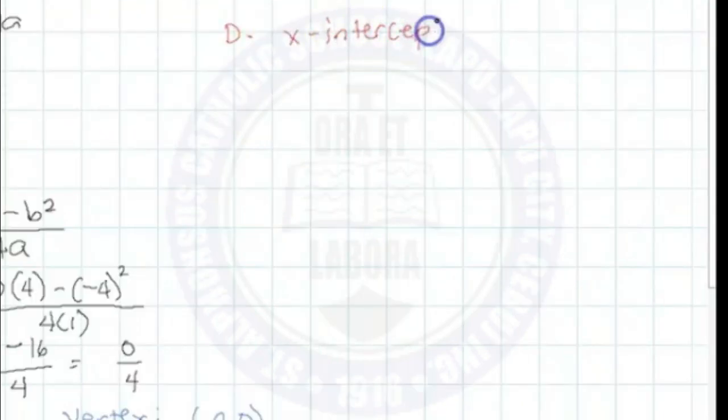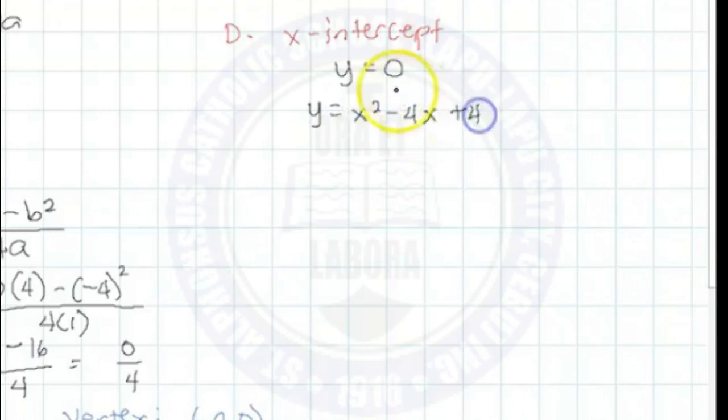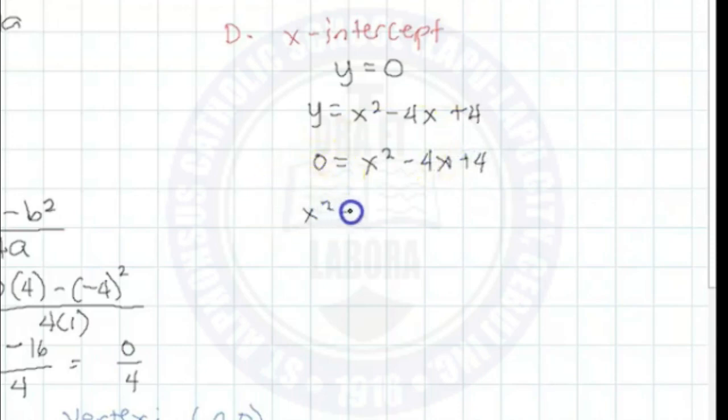Next, let's have the x-intercept. For the x-intercept, we need to let y be equal to 0. So getting the given y equals x squared minus 4x plus 4, we will let y be equal to 0. Change y to 0 equals x squared minus 4x plus 4. And this is so familiar to us, class, because we already discussed this one.